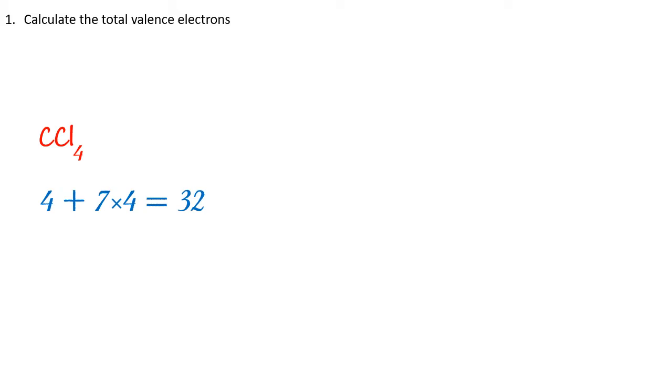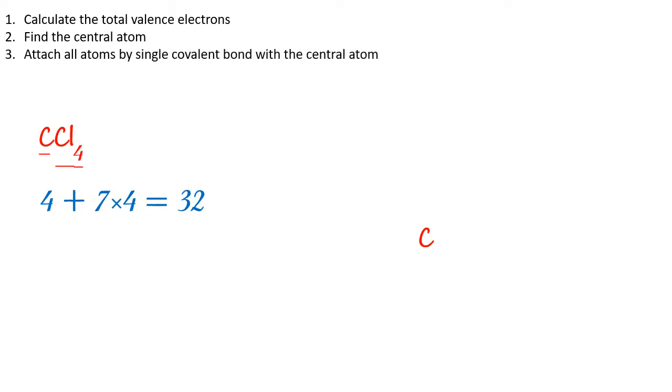Now, what is step number 2? Find the central atom. Now, what is the central atom? That atom is considered the central atom which is single. So here, carbon 1 atom and chlorine 4 atoms. So carbon will be the central atom. Okay, in step number 3, attach all atoms by single covalent bond with the central atom. So we have to attach all chlorine atoms with a single covalent bond to the central atom.